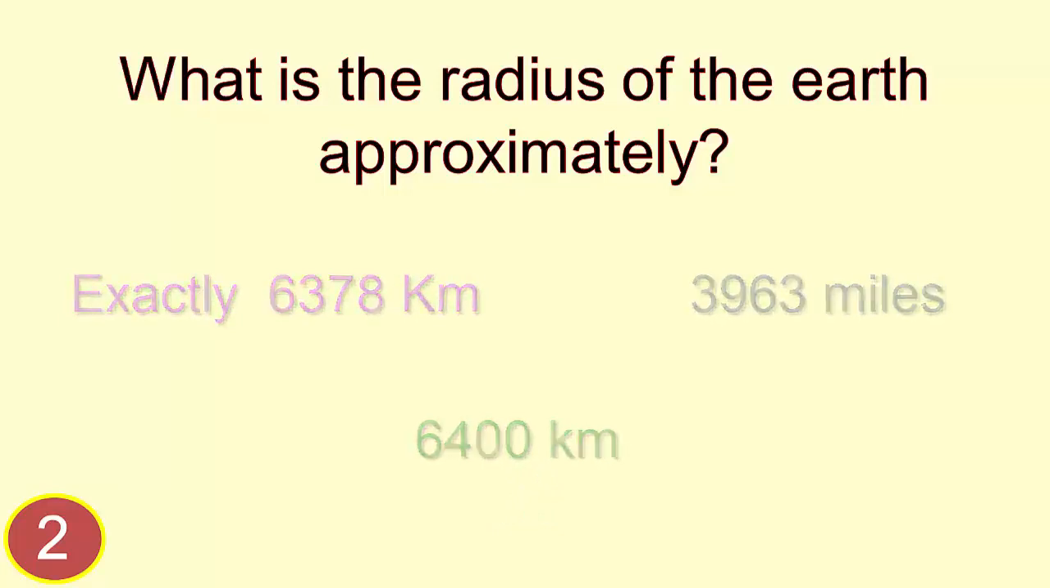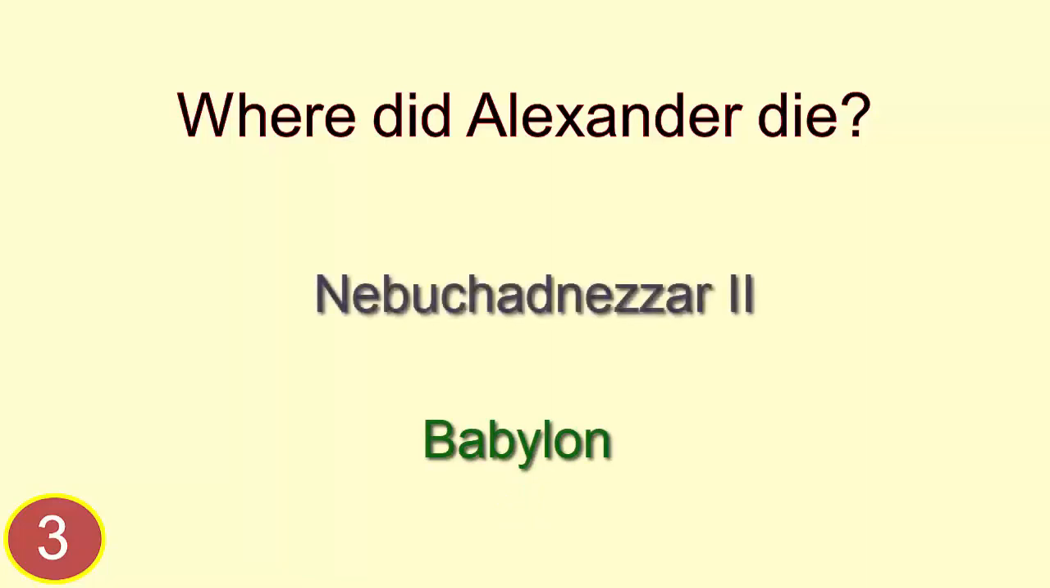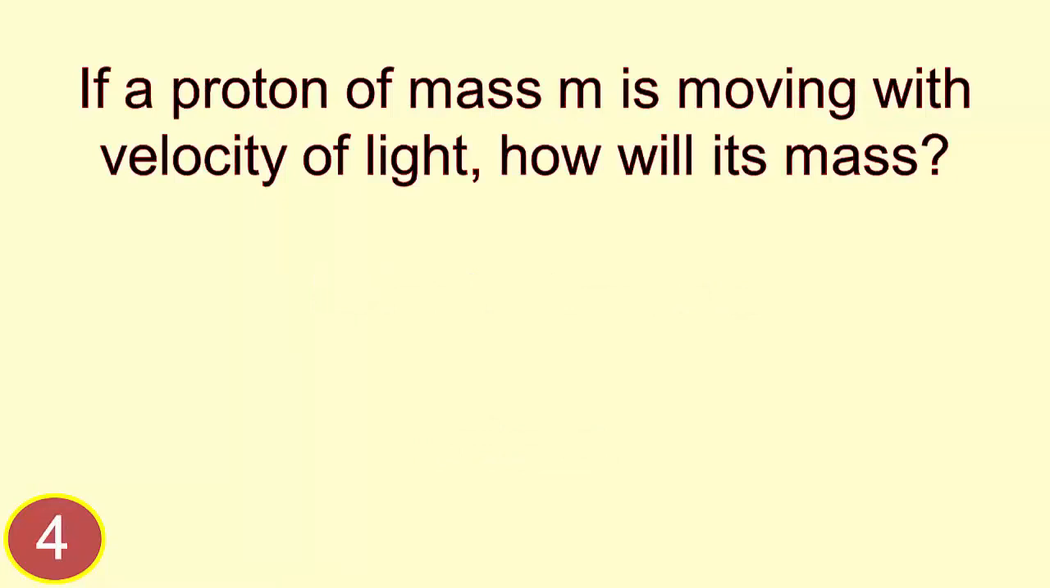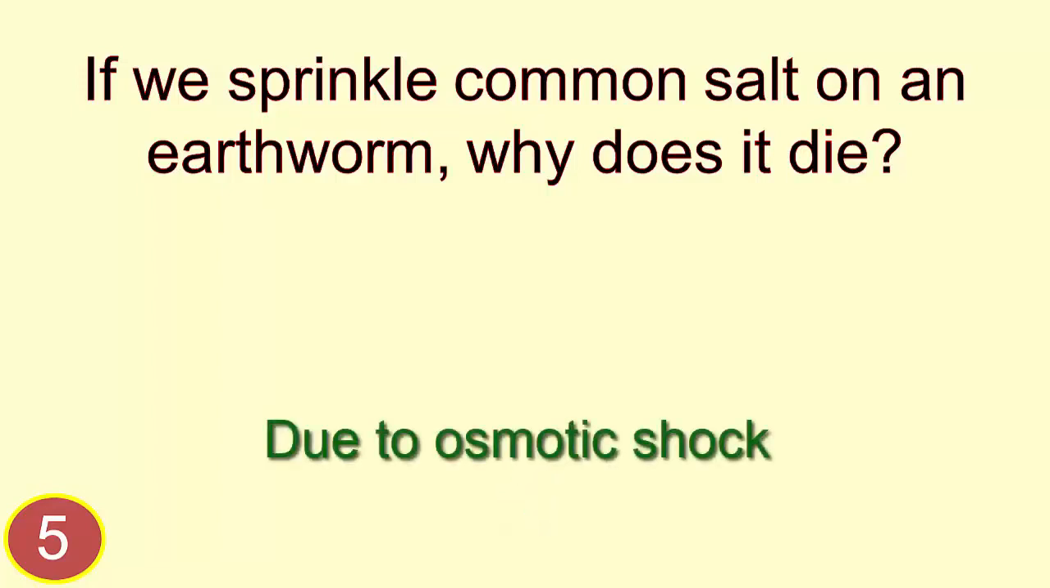(6,400 km). Where did Alexander die? Answer is Babylon. This happened in the palace of Nebuchadnezzar II. If a proton of mass m is moving with a velocity of light, how will its mass? Answer is infinite. If we sprinkle common salt on an animal, why does it die? Due to osmotic shock, they get dehydrated very rapidly and die.